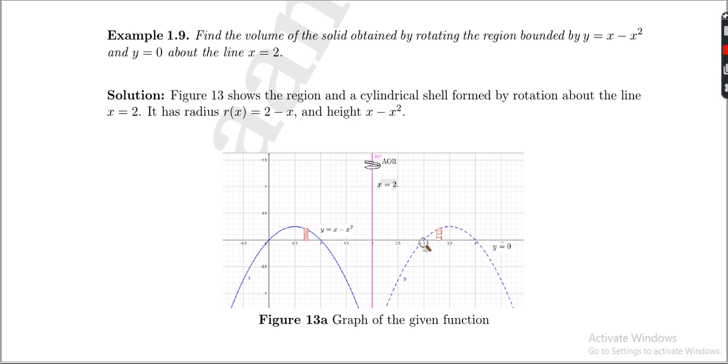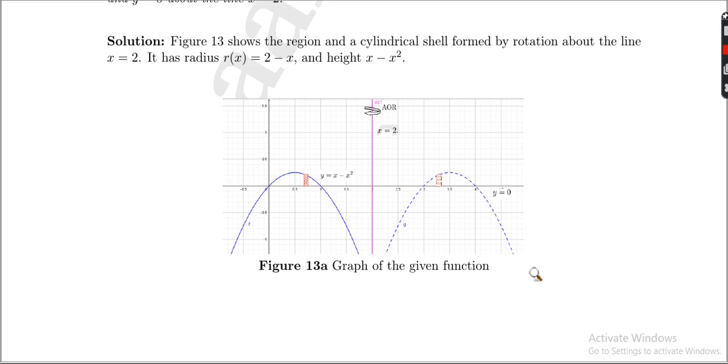Now as you can see, you'll notice this given problem is almost similar to our example 1.7, which has already been discussed as the first example under the cylindrical shell method. Only, our parabola here is lower and our axis of revolution is to the right of the y-axis. In example 1.7, the axis of revolution is at the left of the y-axis. Okay, so that is the graph of our function.